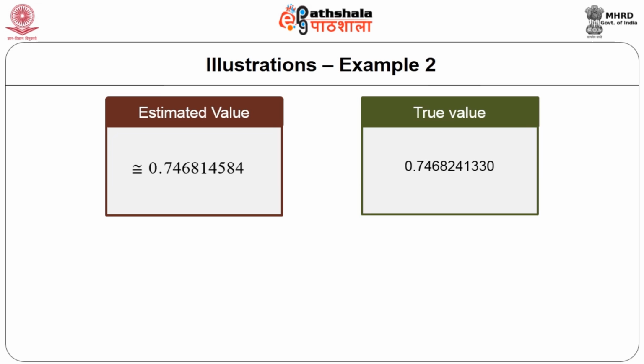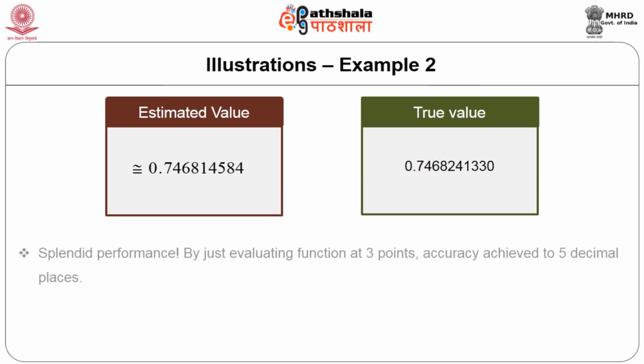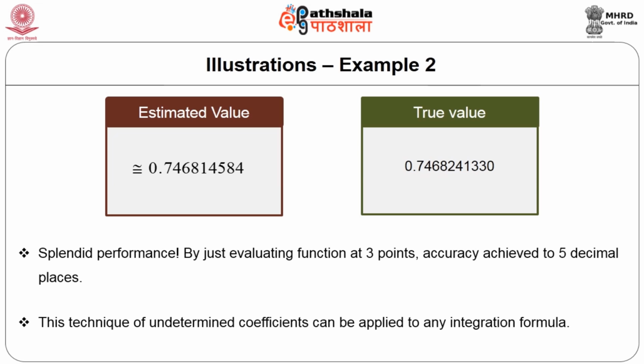0.7468144584, where the true value is 0.7468241330, and so the answer obtained is correct to 5 decimal places. So, here see the performance of the Gauss Quadrature formula has been splendid. Just finding the function at 3 points and summing by small rational coefficients, it gives us very high accuracy.